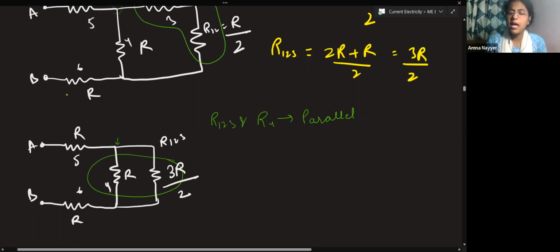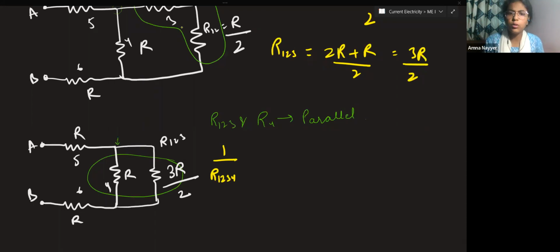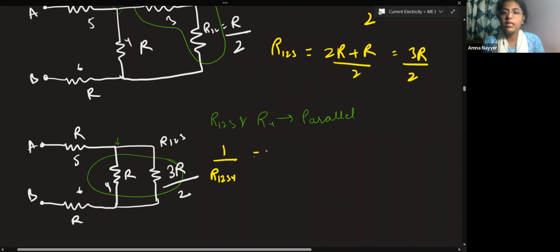Now, if they are in parallel, we have to reciprocally add them for R1, 2, 3, 4. I'm just naming it R1, 2, 3, 4 so you are able to get how many resistors have been combined, no other factor. Now, how will R1, 2, 3, 4 be? It will be the reciprocal of all these, so that becomes 2 by 3R plus 1 by R.